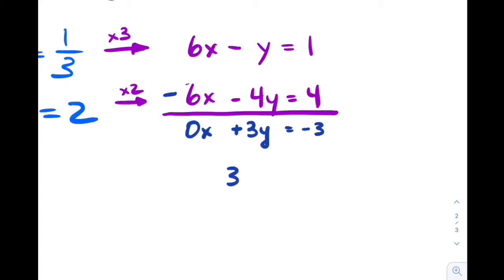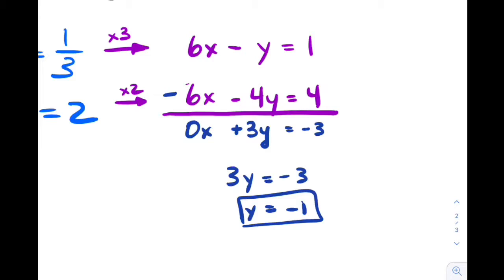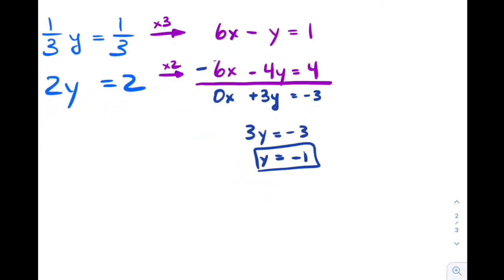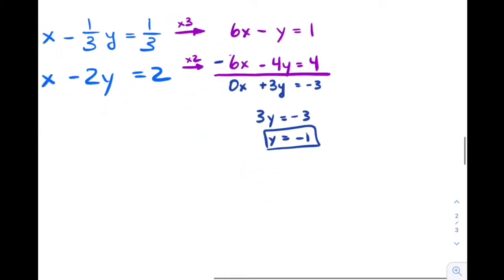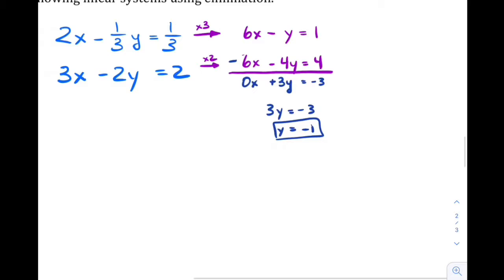That leaves me with the new equation. 3y is equal to negative 3, and I divide both sides by 3 to get y is equal to negative 1. And now I put that back into one of my equations. Here is where maybe you use a little bit of thinking and say, you know what, I'm not going to substitute into the first one because I don't want to work with fractions. I'm just going to substitute into the second one because it looks a little bit easier.